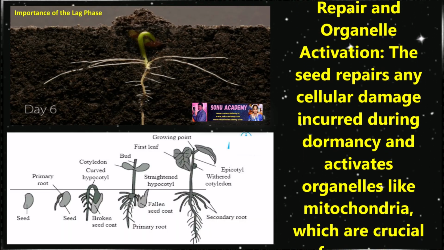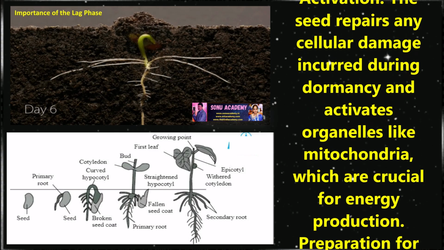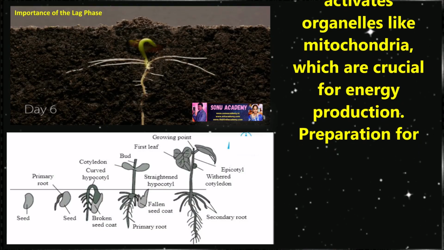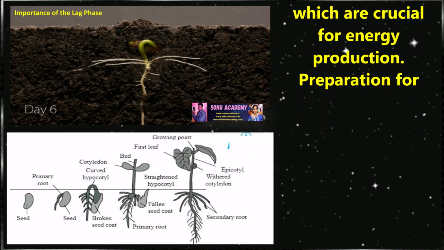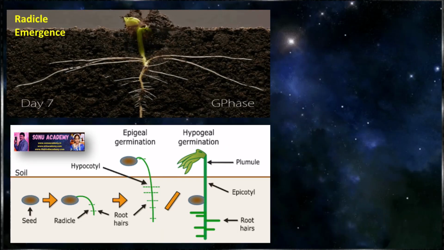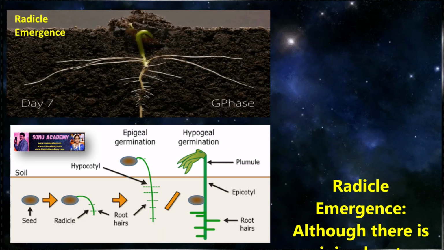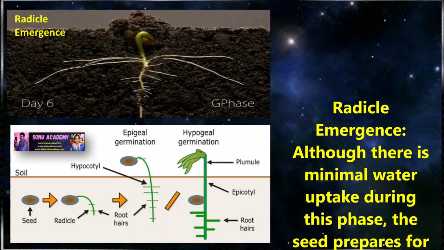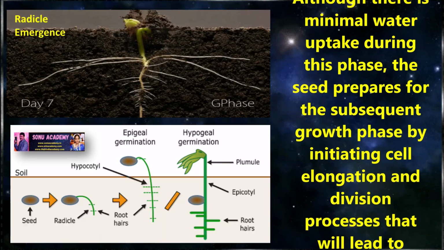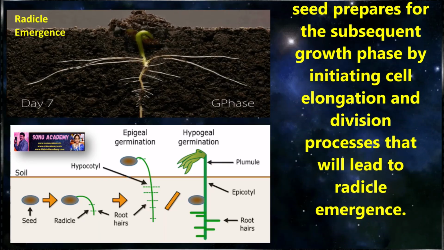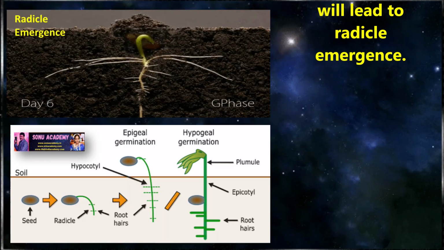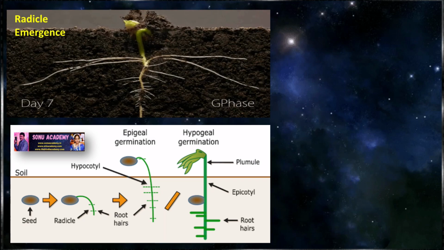Third one is cellular repair and organelle activation. The seed repairs any cellular damage incurred during dormancy and activates organelles like mitochondria, which are crucial for energy production. Fourth one is preparation for radicle emergence. Although there is minimal water uptake during this phase, the seed prepares for the subsequent growth phase by initiating cell elongation and division processes that will lead to radicle emergence.